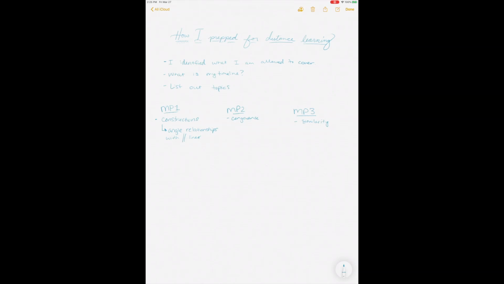Because this is what we covered, my plan was to go through, now that I've realized that in marking period 1, angle relationships, parallel lines didn't get covered. I'm going to focus on reviewing the constructions and then doing more with those angle relationships. In marking period 2, it was congruence. Well, and same thing for similarity. Our book doesn't really have numbers, so including algebra, and more proofs was my go-to.